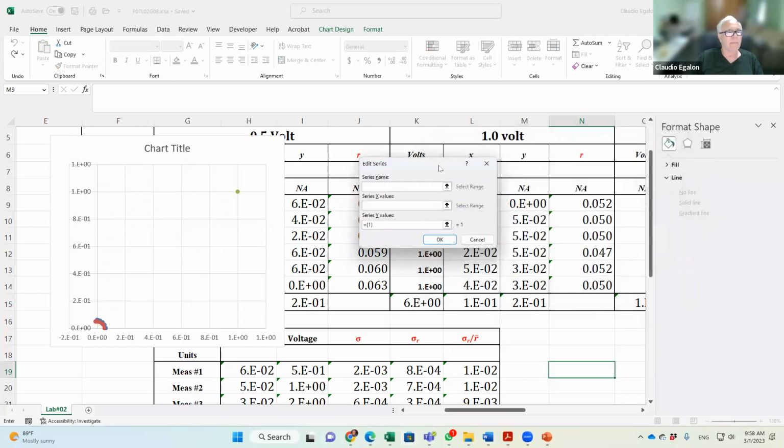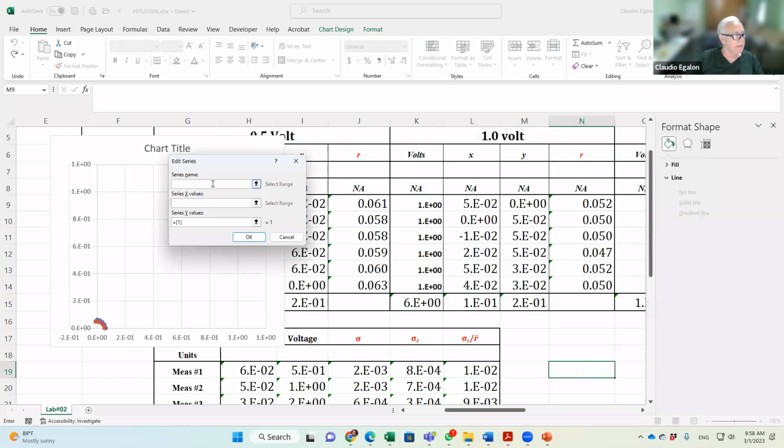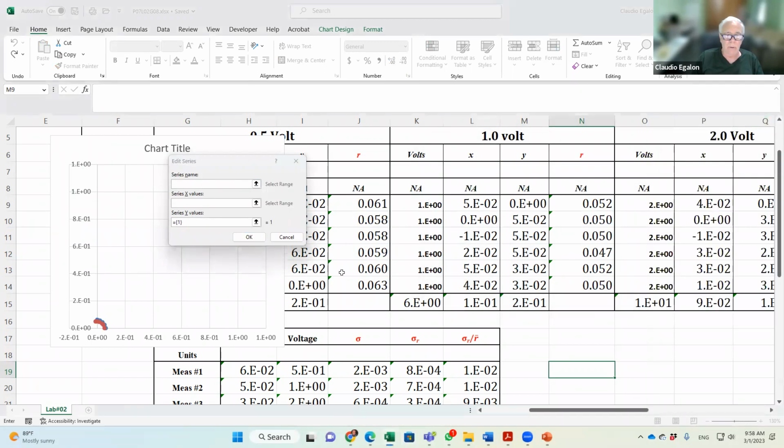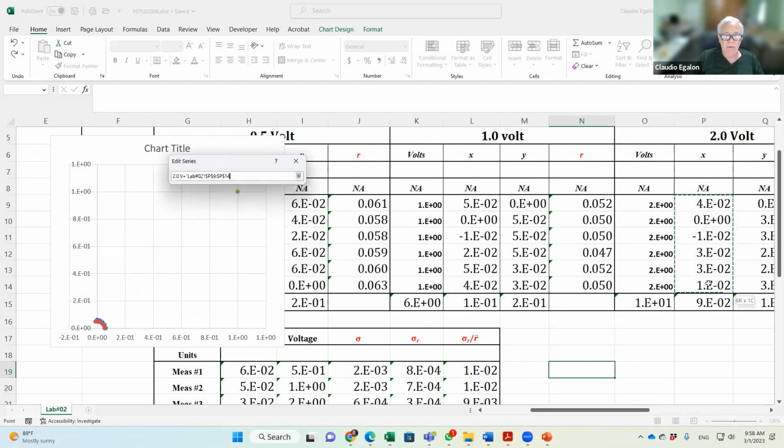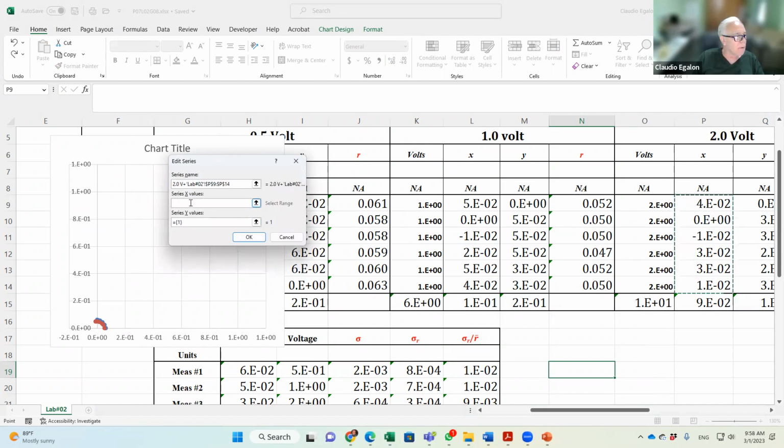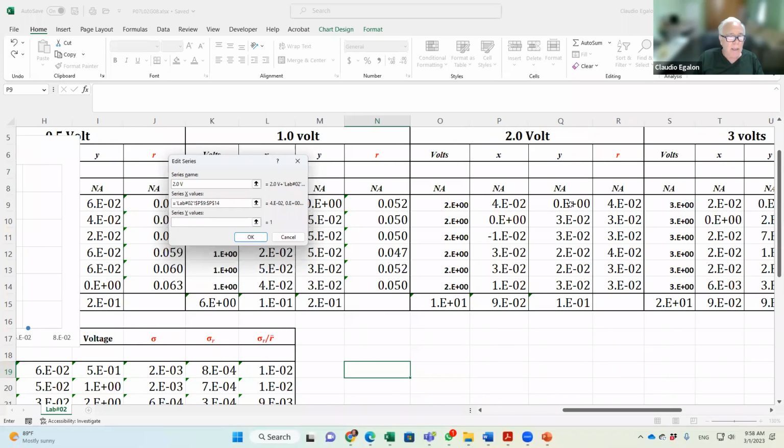Add another one. Right? The next one should be what? 2 volts. 2 volts. X value. No, wait a minute, not here. Volts. X value. Y value. And Y value.